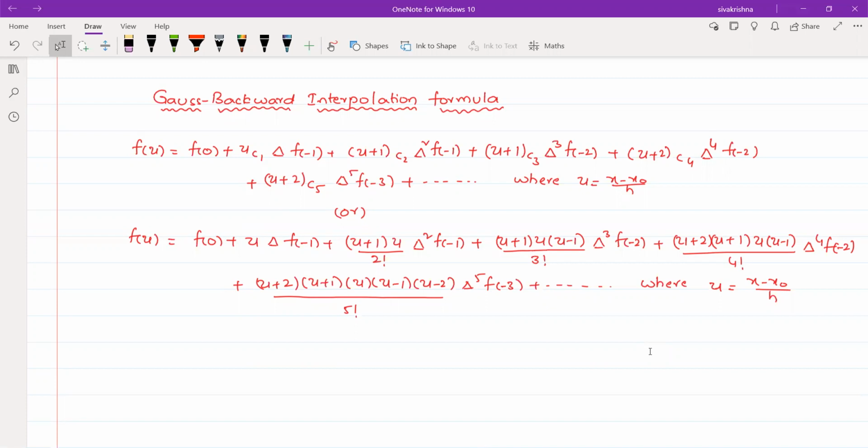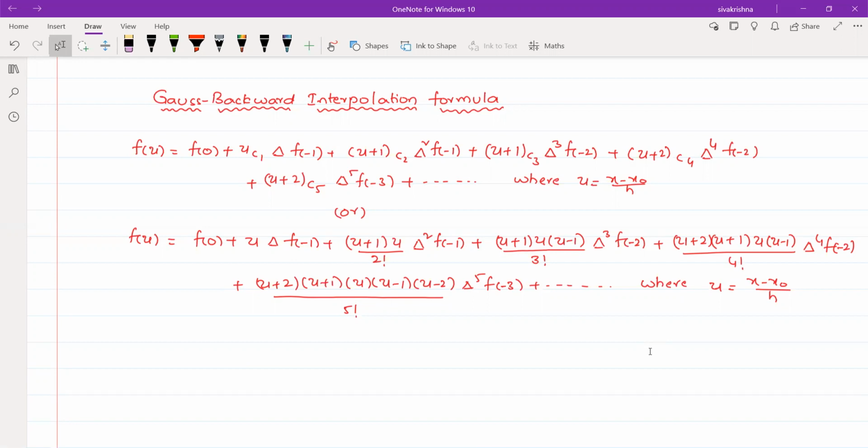So coming to the statement, that is f of u is equal to f of 0 plus uc1 delta f of minus 1 plus u plus 1 c2 delta square f of minus 1 plus u plus 1 c3 delta cube f of minus 2 plus u plus 2 c4 delta power 4 f of minus 2 plus u plus 2 c5 into delta power 5 f of minus 3 plus and so on, where u is equal to (x minus x naught) by h. So this is the statement of Gauss backward interpolation formula.